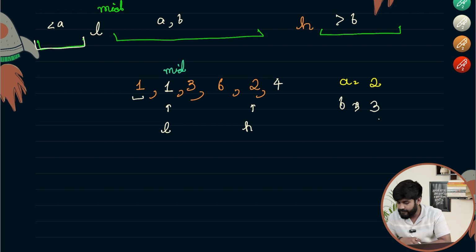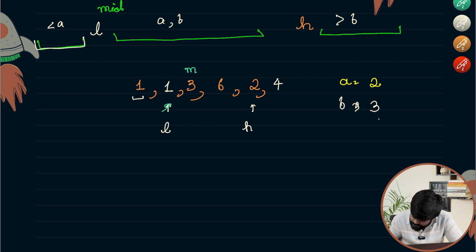Okay, so now again we see 1. It is less than A. So it would just swap low and mid again. This would be the same thing. So mid would move forward, and low would also move forward, because all the values which are less than A should be at that side. Now again we have 3, and 3 lies between A and B. Okay, so only mid should increase at this point.